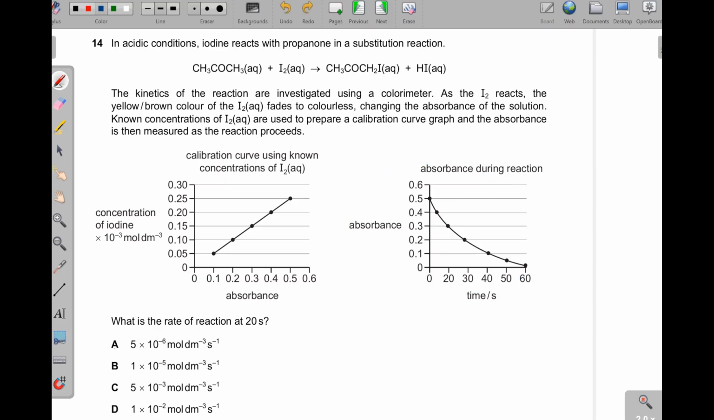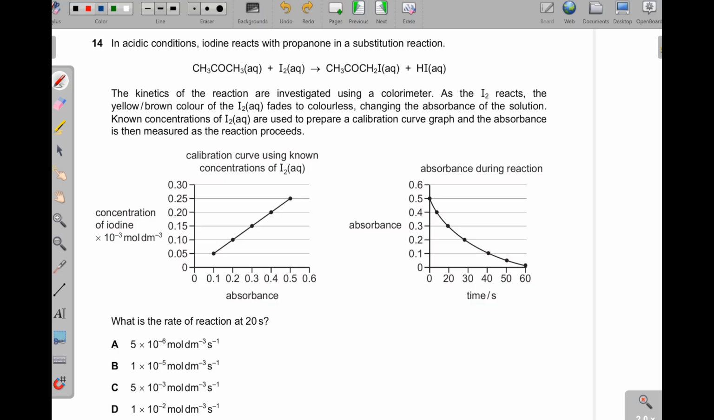Okay, and then they said 20 seconds. Now, for 20 seconds, we shall go to this absorbance graph here. Okay, and this one is a curve. So when we are finding gradient of the curve, we draw tangents. Okay, so 20 is here. I think this 20 corresponds to this one here. So what we are going to do is to draw a tangent.